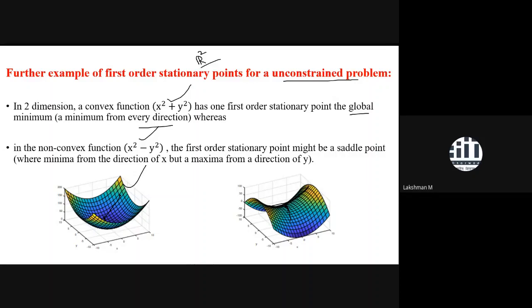This saddle point is also a first order point, but this saddle point is not a local minimum. So the saddle point situation comes only in the case of a non-convex problem, not in a convex problem. In a convex problem, we have only one kind of stationary point, and that one is a local minimum.